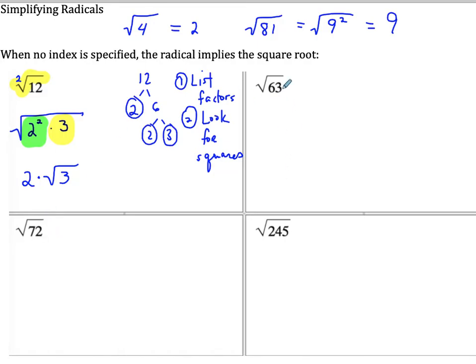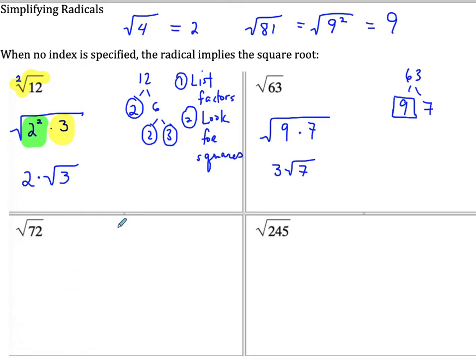Okay, let's try another problem. So 63. If I make my list of factors for 63, that's 9 times 7. And if you get kind of good at this, I already know something about 9, right? 9 is a perfect square. So I can either go ahead and rewrite that as 3 squared times 7, or I could write it as 9 times 7, since I'm sort of looking ahead to know that that's a perfect square. Square root of 9 is 3, but I can't take the square root of 7, so it just stays right inside that lovely radical. And we would say this as 3 root 7, or 3 times the square root of 7.